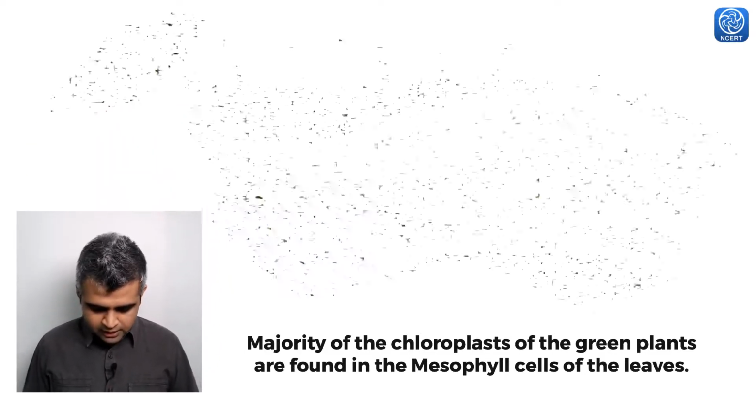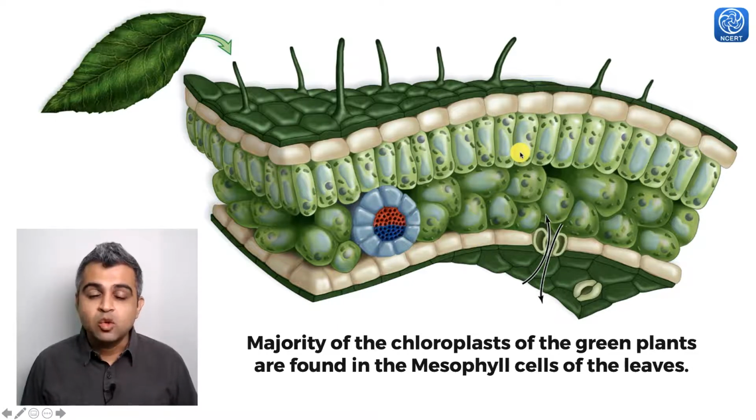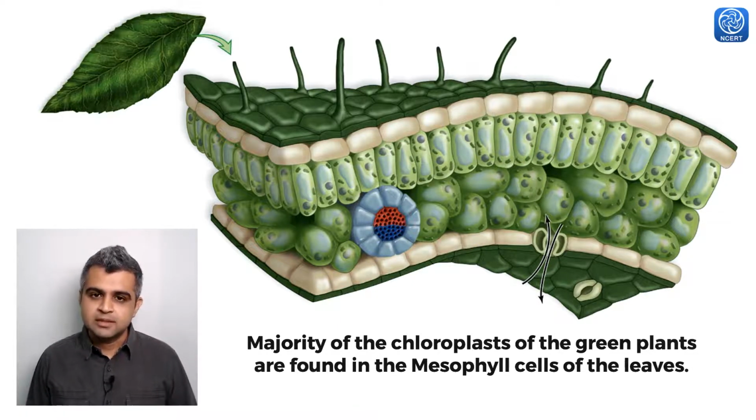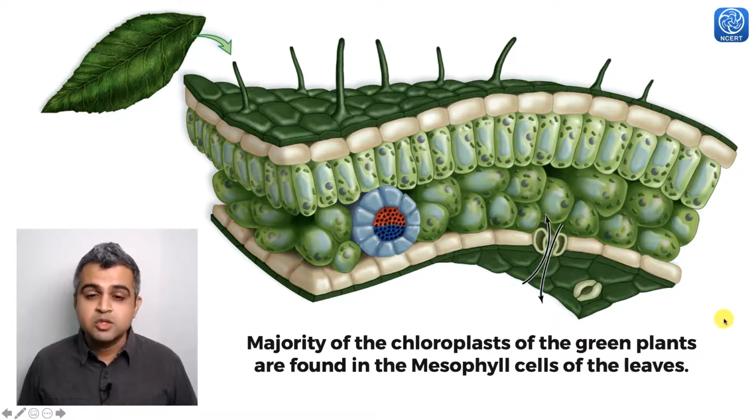If you were to take a leaf, here you can see we have taken a leaf and cut it. In the cut section of the leaf, you will see that this is the upper layer, which can be called the upper epidermis. This is the lower epidermis. Whatever you see here, in between the upper layer of the leaf and the lower layer of the leaf, are called mesophyll cells, and inside each of these cells, whatever green particles you see here, they are basically the chloroplasts. So NCERT says that the majority of the chloroplasts of the green plants are found in the mesophyll cells of the leaves.